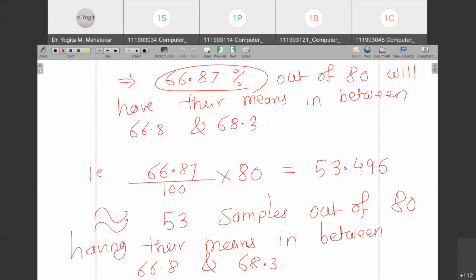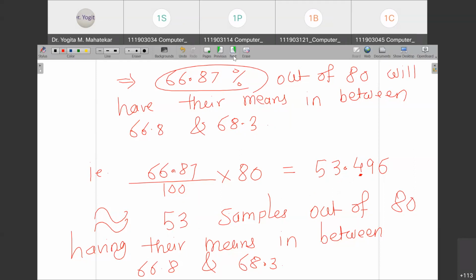After the decimal place, which number is it? It is 4. If it is 5 or beyond, you approximate it to the next integer, because the number of samples is an integer. Now I cannot say that I am at 53.496 samples. It has no meaning. So because of this 4 after the decimal point, I will call it 53 samples. If this digit goes to 5 or above, I will call it 54 samples. So it goes to the next integer if your digit after the decimal point is 5 or above.